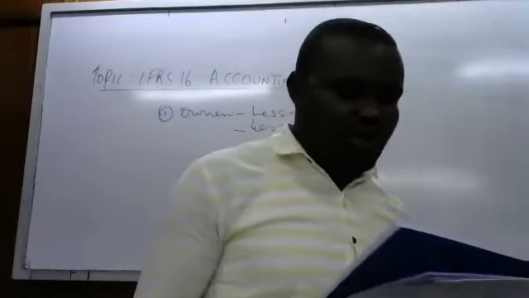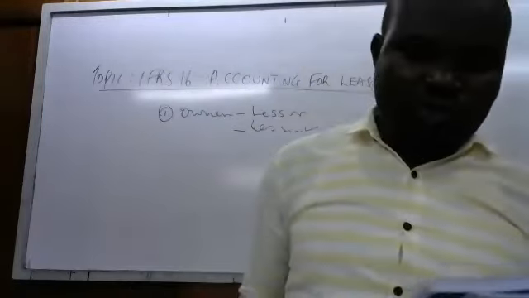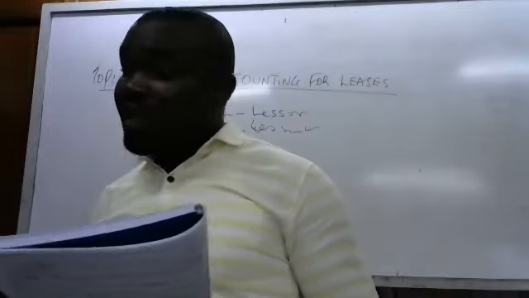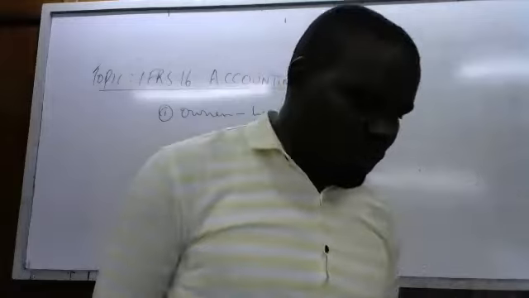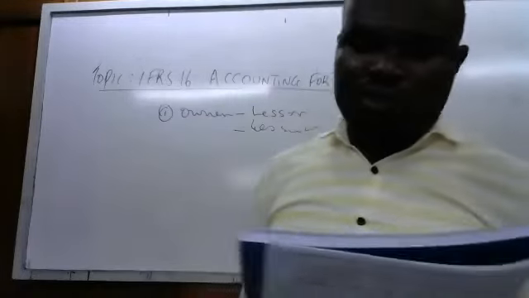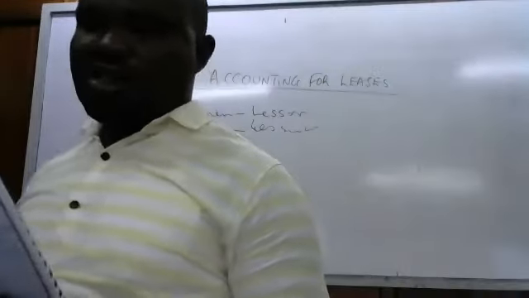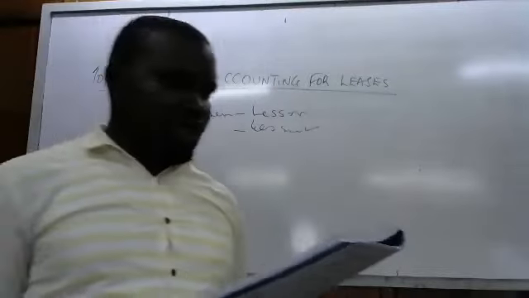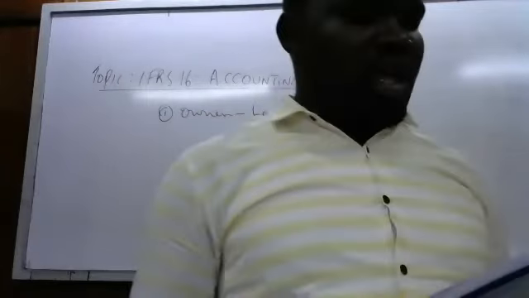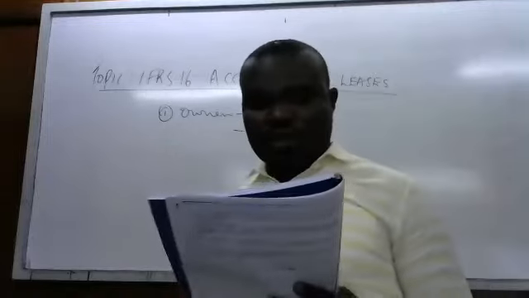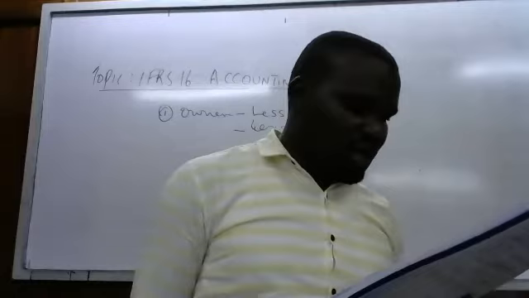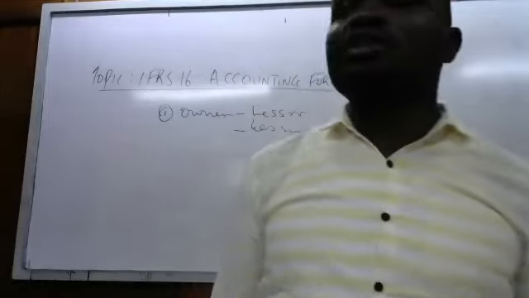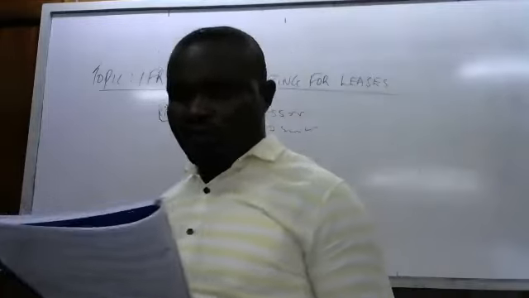Then unguaranteed residual value is the portion of the residual value, residual is at the end, of the leased asset which the lessor is not assured to receive at the end of the lease term. That's why we call it unguaranteed residual value. Then guaranteed residual value is that part of the residual value that the lessee will have to pay the lessor at the end of the lease period or the lease term.